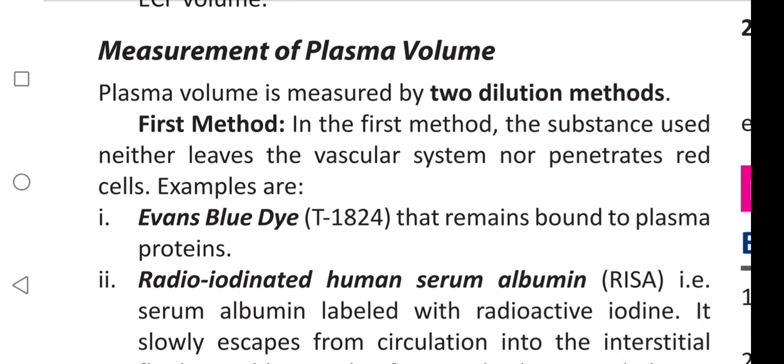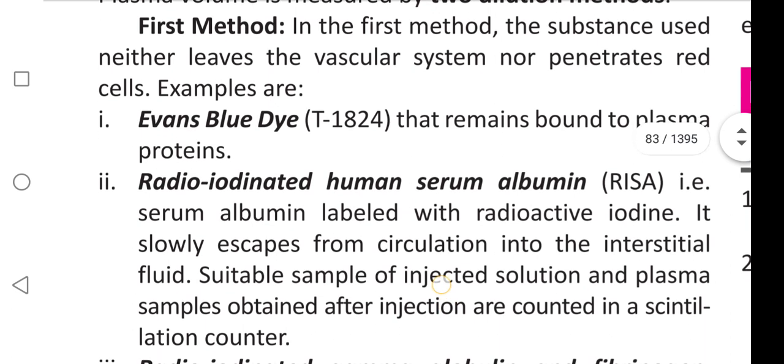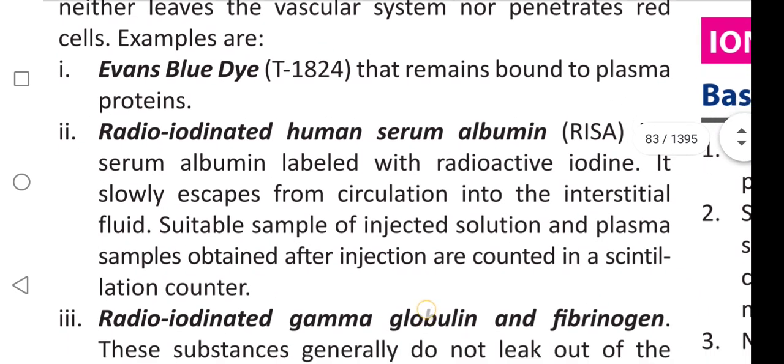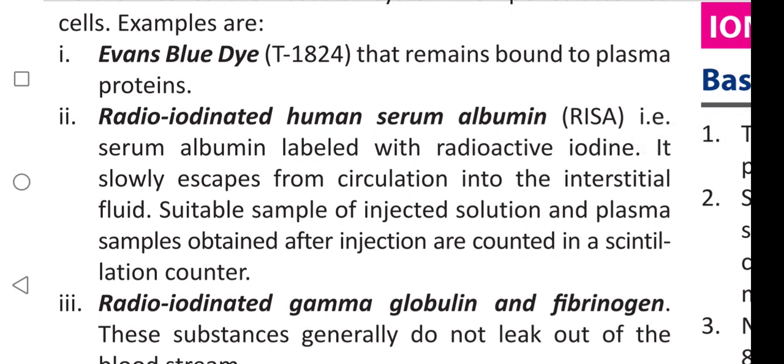Measurement of plasma volume. Plasma volume is determined by two dilution methods. First method. In the first method, the substance used neither leaves the vascular system nor penetrates red cells. Examples are Evans blue dye that remains bound to plasma proteins, radioiodinated human serum albumin, RISA, that is serum albumin labeled with radioactive iodine.